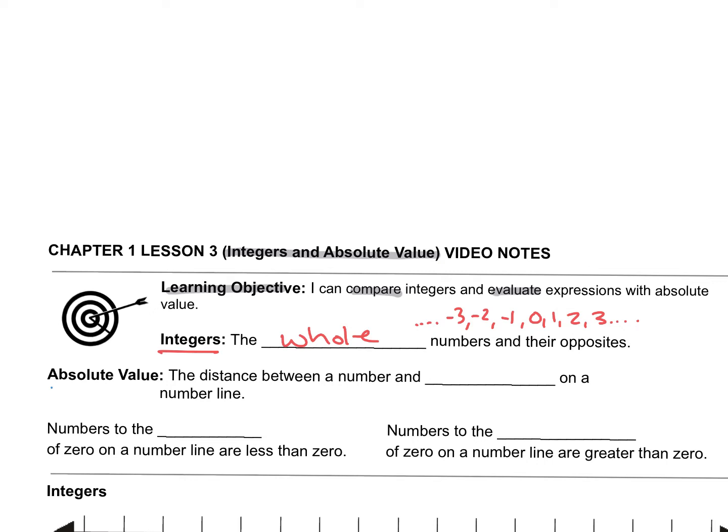If you recall also, absolute value is the distance between a number and 0 on a number line. So the trick here is that this is always positive. It doesn't matter which direction a number is, it's just how many units, how many full numbers from 0 it is. Numbers to the left of 0 on a number line are less than 0. I like to think left is less. Nice little rhyme there. Numbers to the right of 0 on a number line are greater than 0.